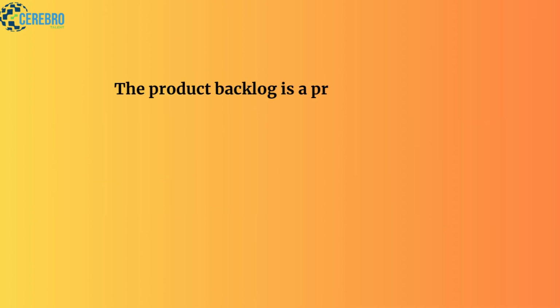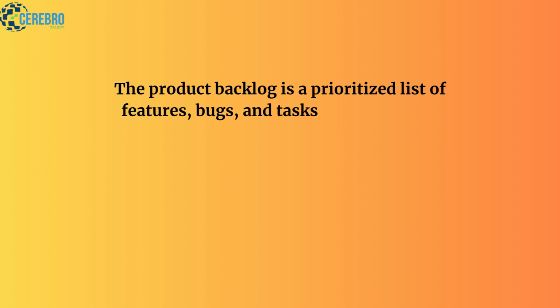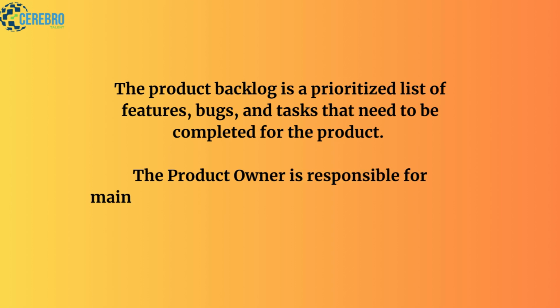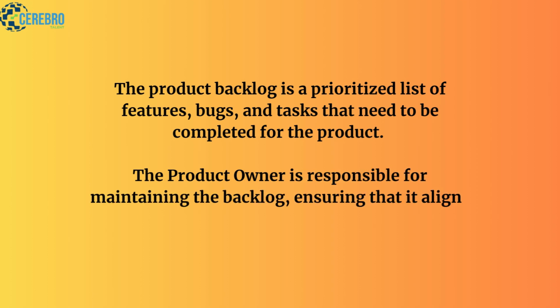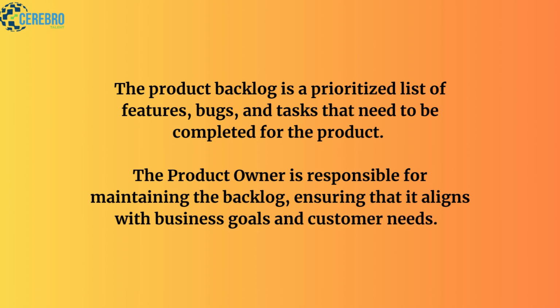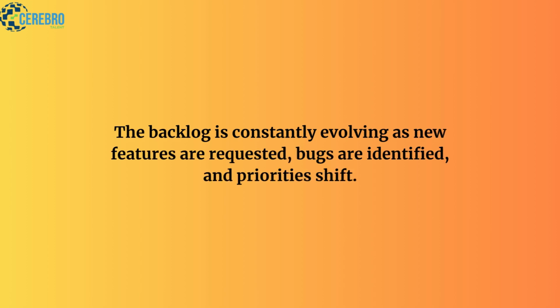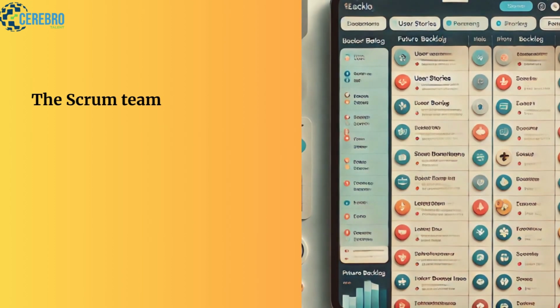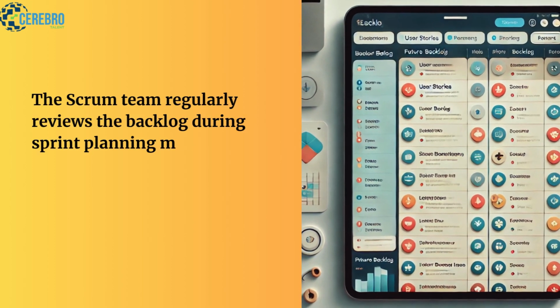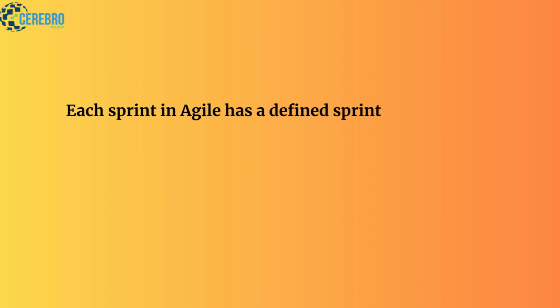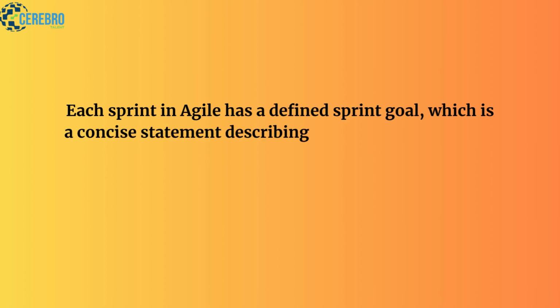The product backlog is a prioritized list of features, bugs, and tasks that need to be completed for the product. The product owner is responsible for maintaining the backlog, ensuring that it aligns with business goals and customer needs. The backlog is constantly evolving as new features are requested, bugs are identified, and priorities shift. The Scrum team regularly reviews the backlog during sprint planning meetings to ensure that the highest priority items are worked on first.